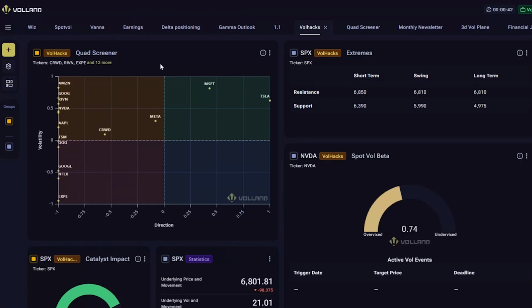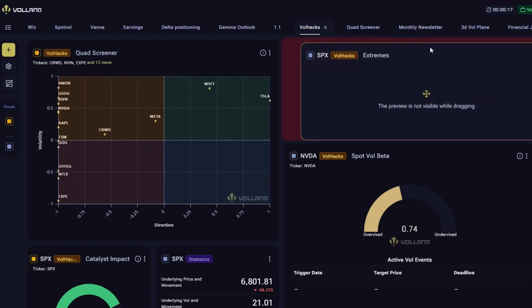The first VolHack is the quad screener. This widget shows the dealer bias for direction and volatility for any number of our 1,000 tickers. It uses the current vanna and gamma compared to the ticker's history to determine the bias compared with that history. Please refer to the quad screener video for more details.